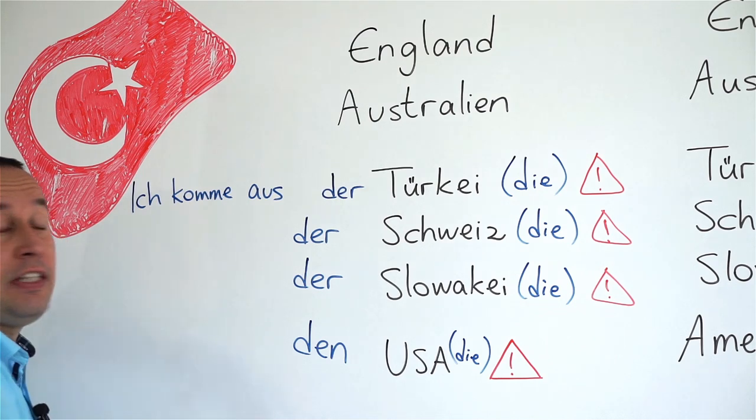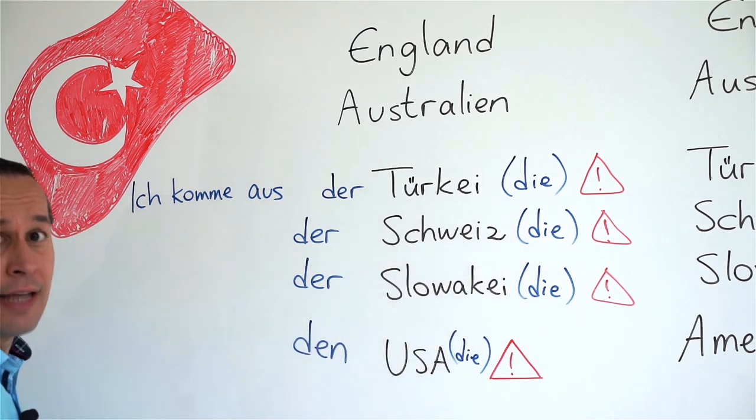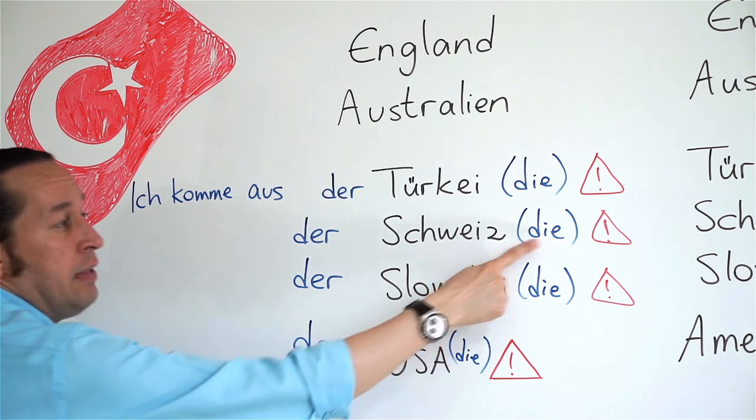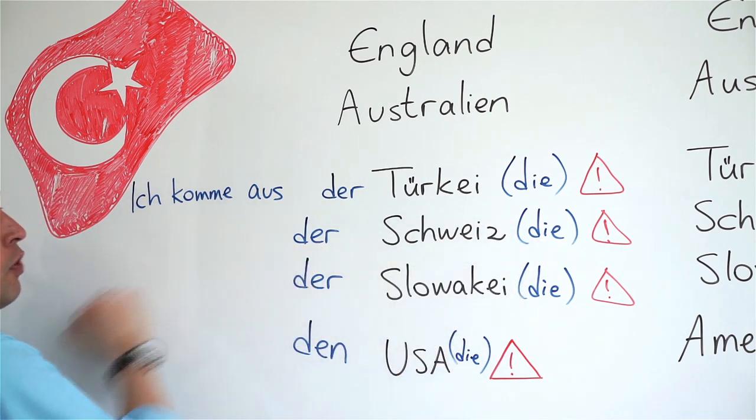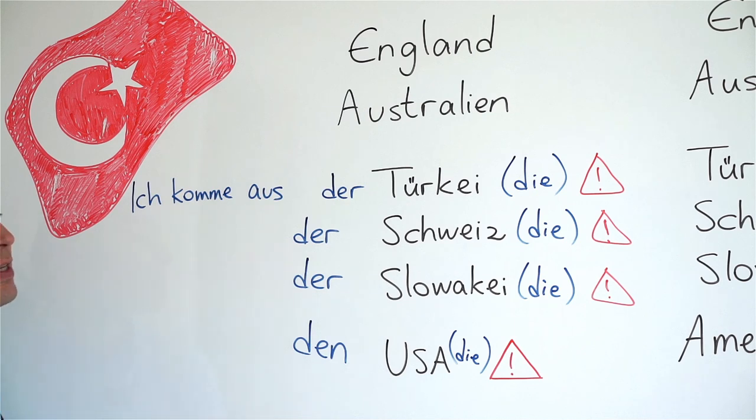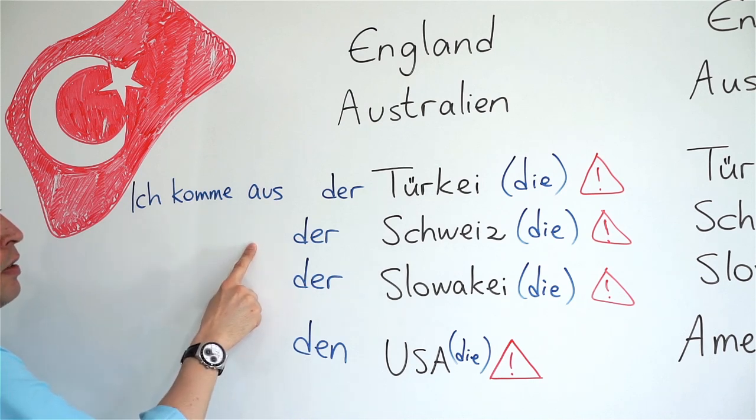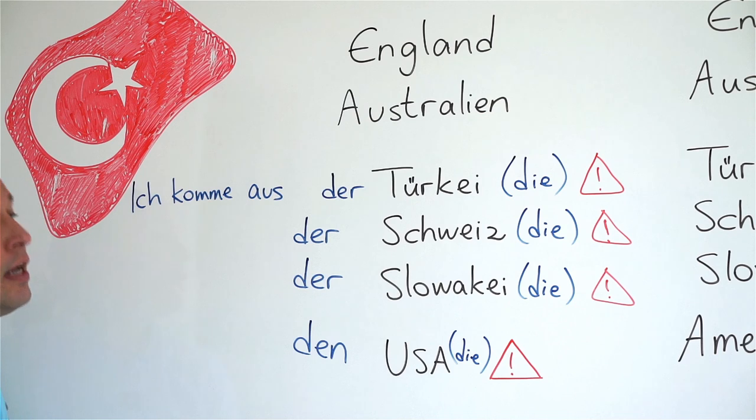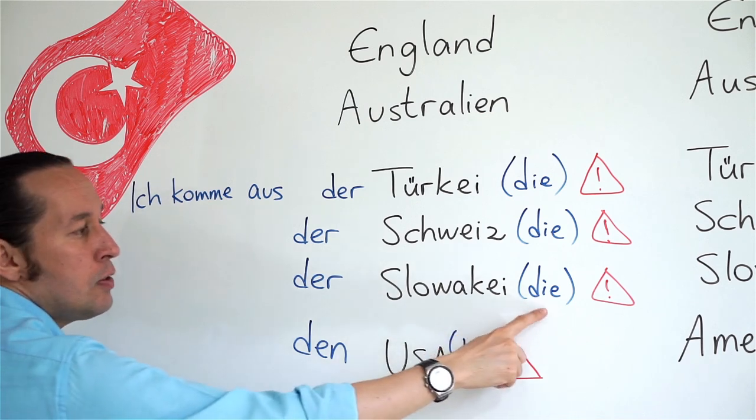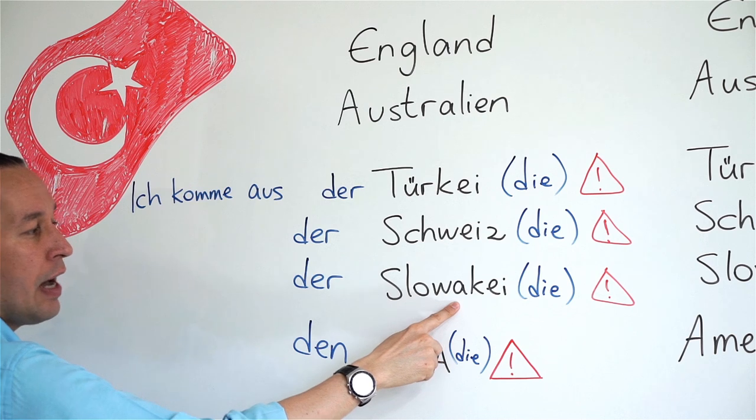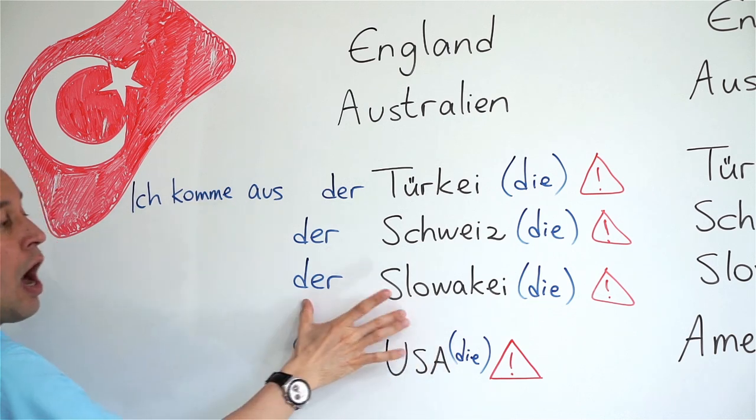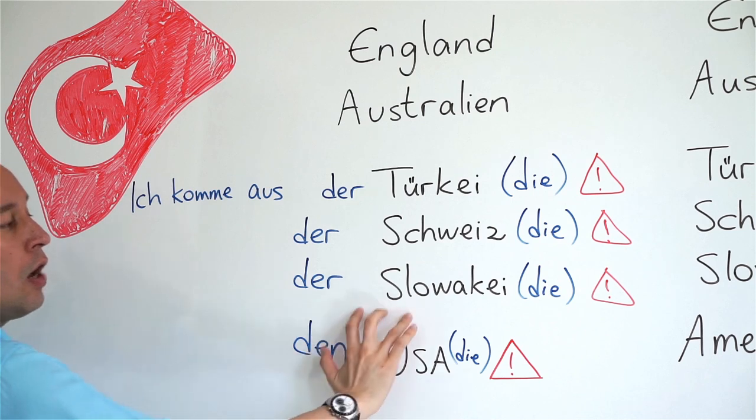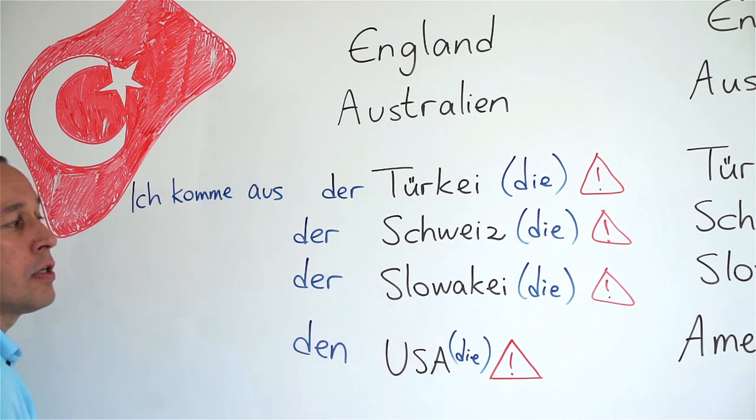So what about die Schweiz? Die Schweiz stands for Switzerland. So die turns out to be der, and therefore I'll say, ich komme aus der Schweiz, which stands for I come from Switzerland. Same with die Slowakei. Die Slowakei turns out to be der Slowakei, so I'll say, ich komme aus der Slowakei, I come from Slovakia.